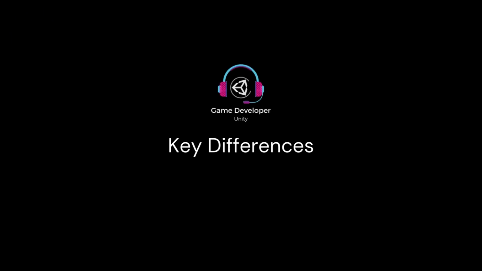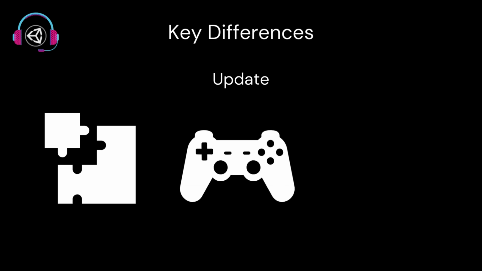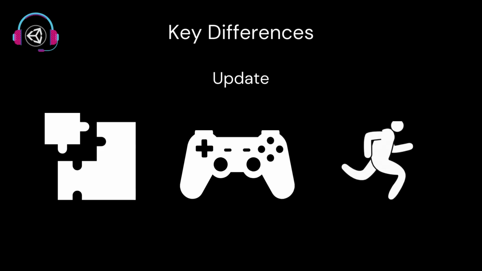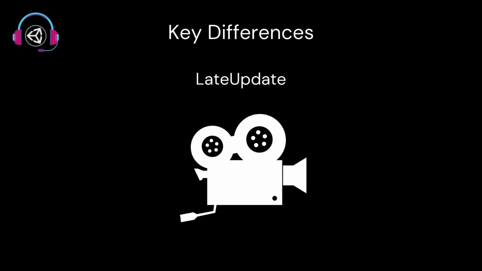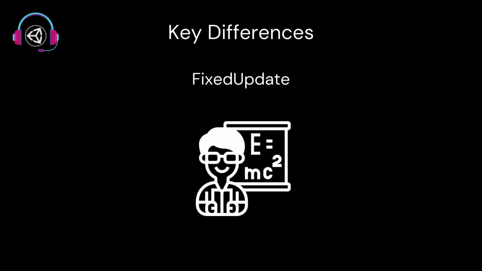Key differences. To summarize the key differences: update runs once per frame, ideal for regular game logic, input handling, and animations. Think of update as your go-to method for anything that changes every frame. LateUpdate runs after all update methods, perfect for camera systems or anything that needs to happen after other updates. Use LateUpdate when you need to make sure something happens after the game logic has been processed, like camera movement. Fixed update runs at consistent intervals, perfect for physics calculations and rigid body-based movement. Use fixed update for anything that involves physics or rigid body manipulation.